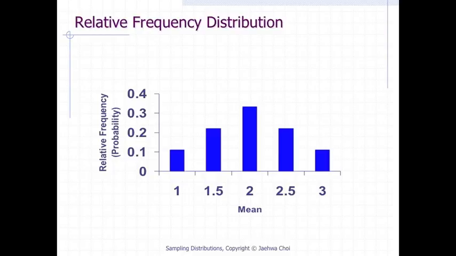In this example, the distribution of pool balls and the sampling distribution are both discrete distributions. In other words, the pool balls can only be 1, 2, or 3, and the sample mean is necessarily one of the 5 values.